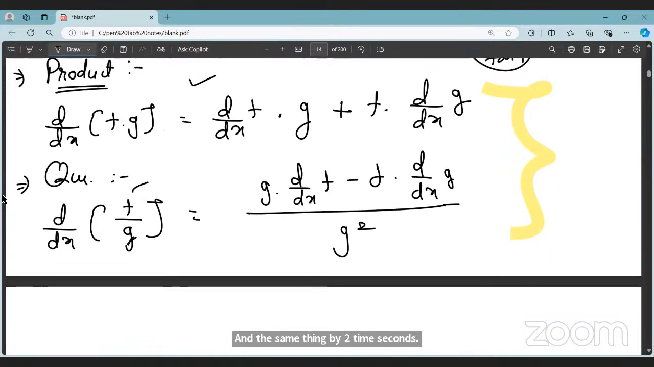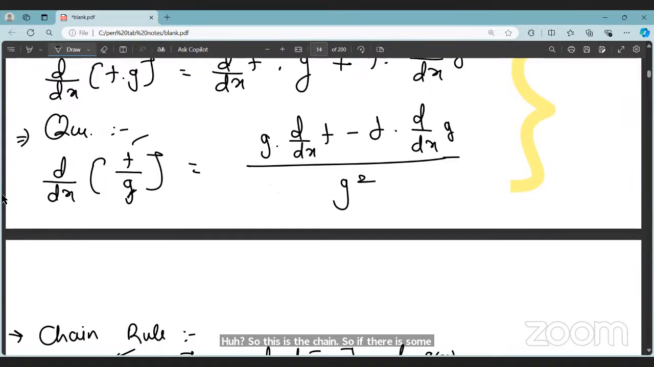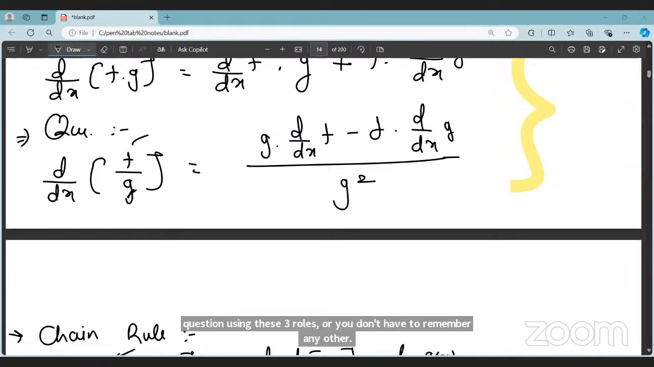So if there is some computational question based on differentiability, then you can solve that question using these three rules only. You don't have to remember any other, apart from obviously the basic formulas, the derivatives of functions.